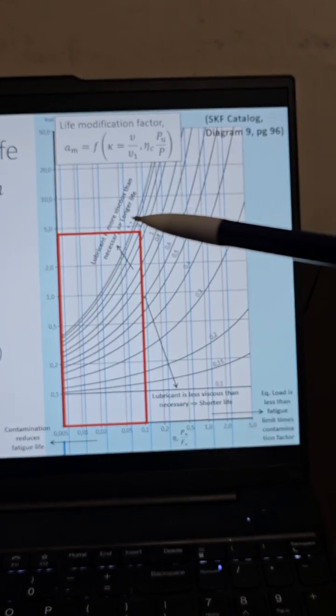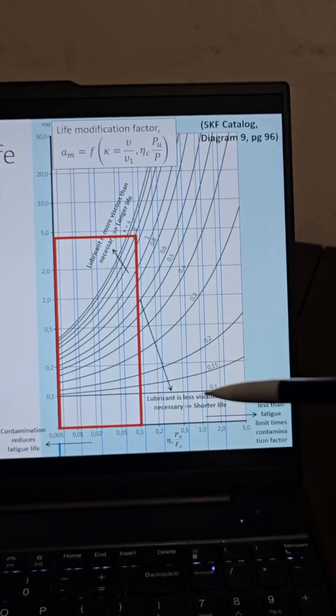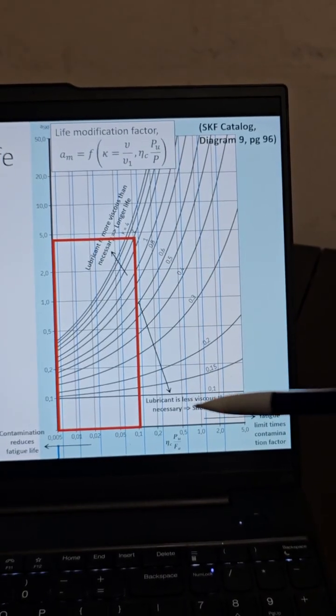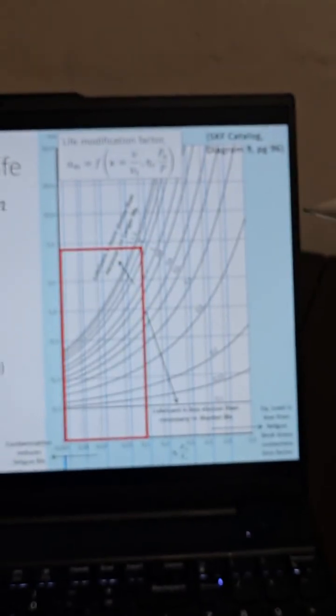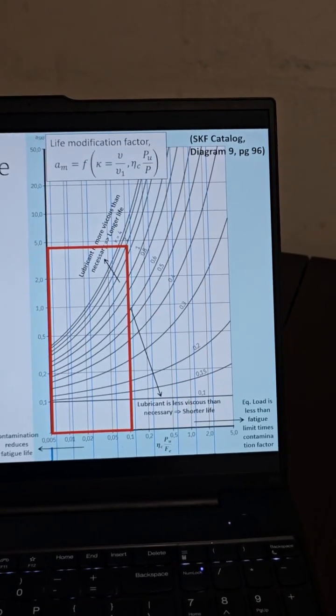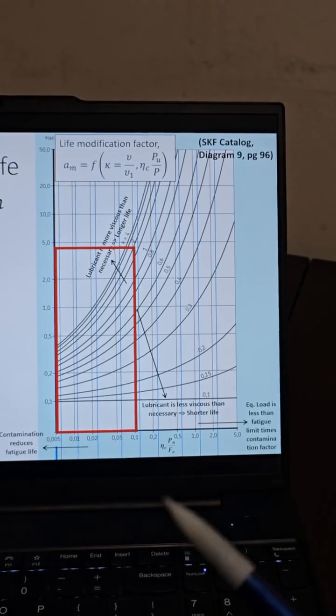Our curves here are the lubrication factors. If you had what I would call a poor lubrication ratio, so the lubricant is less viscous than necessary, you're going to get a shorter life. But up here, if the lubrication is more viscous than necessary, you get a longer life. Now you may not get all the efficiency you want, but you're going to get a longer life out of your bearings. So we had 0.11.